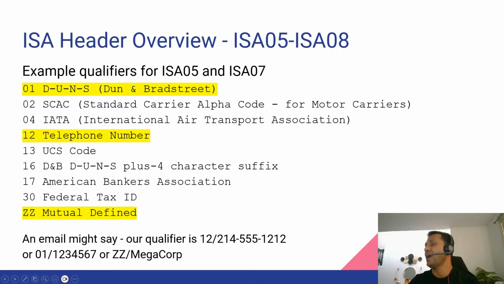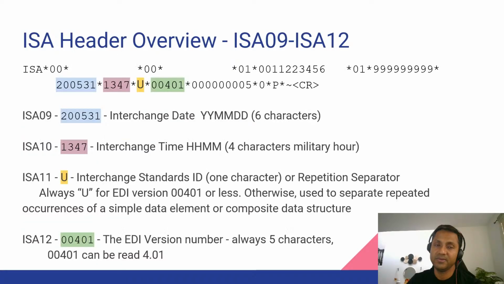These are not directly related to this group. After this, let's focus on these four which are highlighted here. Now, ISA 09 is the interchange date, which is in the format YYMMDD, which is 6 characters.